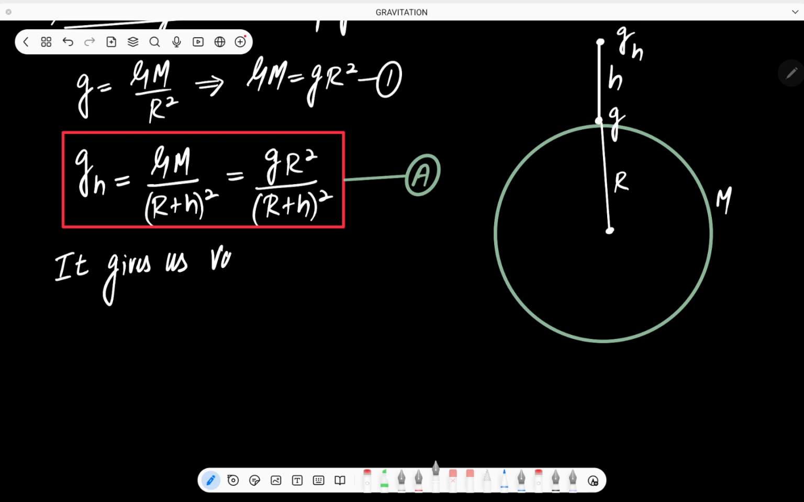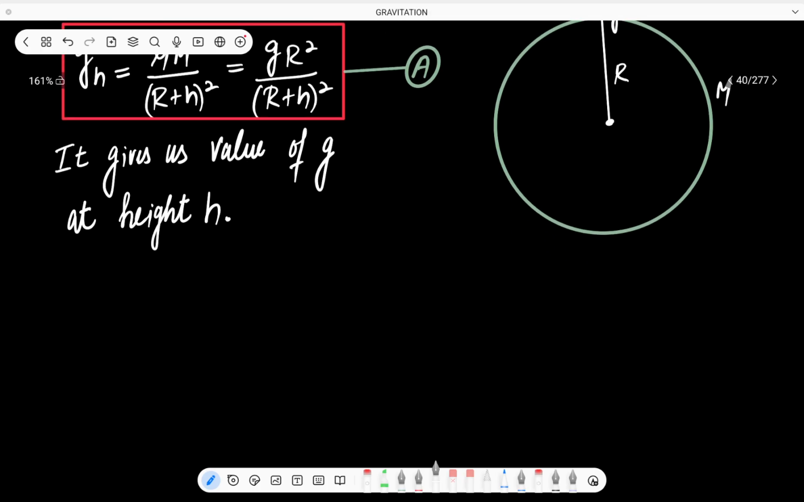This equation gives us the value of g at height h. For example, if the question is to calculate acceleration due to gravity at a height of 6000 kilometers, 2000 kilometers, 4000 kilometers, 400 kilometers, we can simply use equation A to calculate the value of acceleration due to gravity at height h. Okay, now here we have a special case.